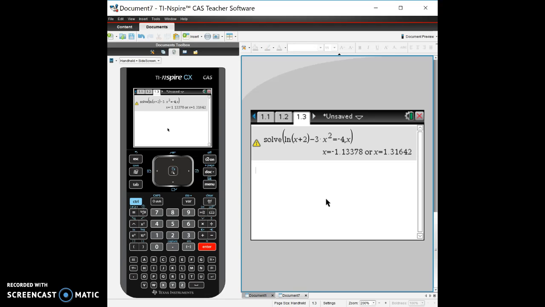So there you go. Those are two ways to solve an equation, really using the zero method, and a way to use the CAS version to solve the equation.